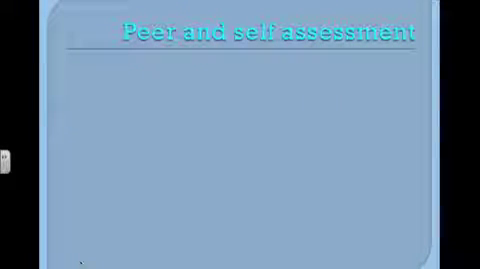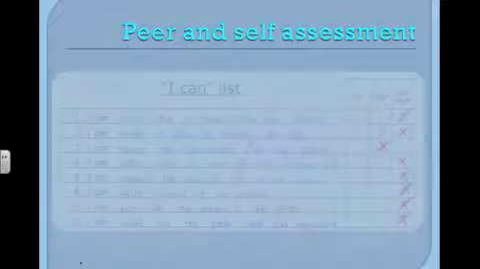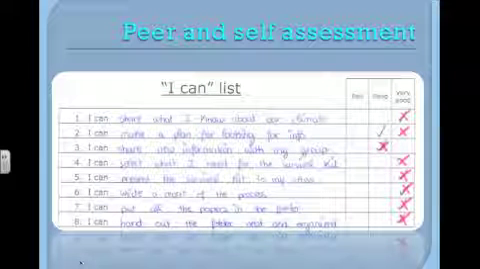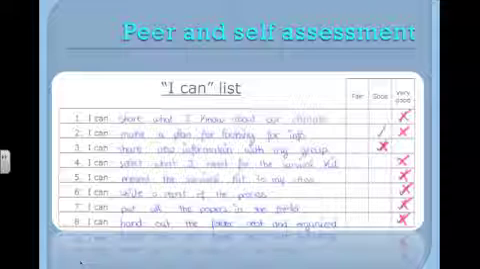Peer and self-assessment are also important parts of AFL. Peer and self-assessment are good because they help students to develop the skills to analyze a piece of work and compare it to the standards. This skill is essential in learning self-regulation. Here are some examples of peer and self-assessment.